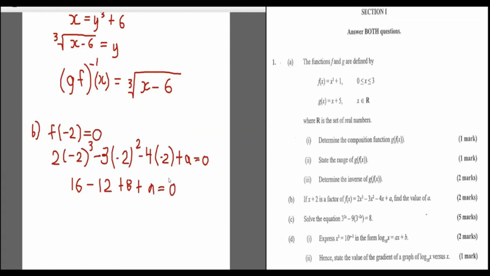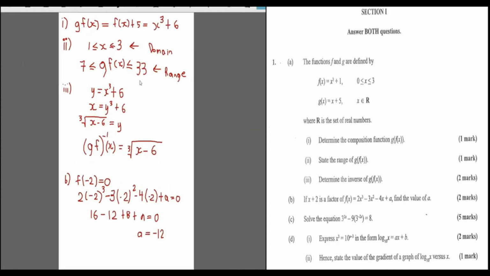Nice and easy. So all we need to do is find the value for a now. So minus 16 minus 12 plus 8, that's minus 20, and so a is equal to 20. That's the value for a. And that's all they're asking us to do. So that's the solution of the first part so far.